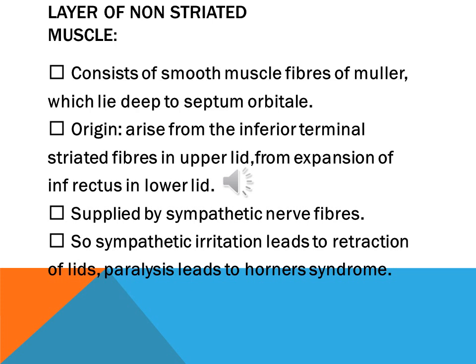Thereby, stimulation of the sympathetic nerve fibers leads to widening of the palpebral aperture, and sympathetic paralysis leads to narrowing of the palpebral aperture. This is called Horner's syndrome.